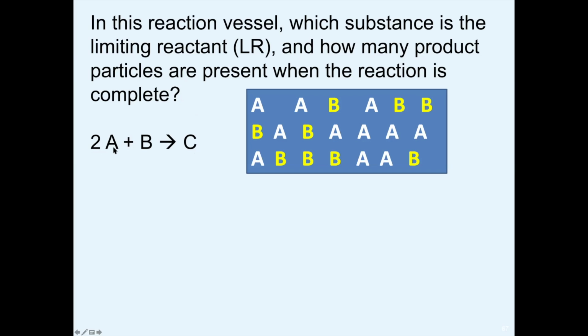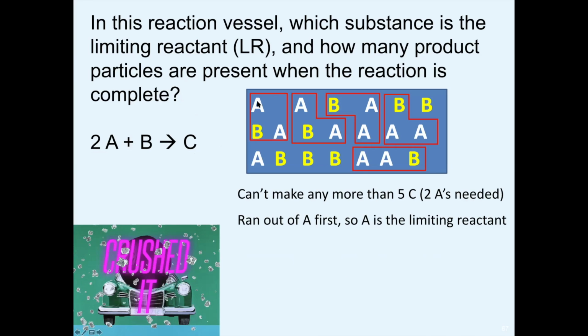Okay, and so here's our reaction. It takes 2 A's and a B to create a C. So I'm going to use up 2 A's and a B, 2 A's and a B, 2 A's and a B, 2 A's and a B, okay? And so you can see that creates a C, that creates a C, that creates a C, that creates a C, and that creates a C. So I can't make any more than 5 C's because once I've done these 5 reactions, I don't have enough A left to do another reaction. I still have 1 A, but you can see it takes 2 A's, right? So I can't do another reaction.